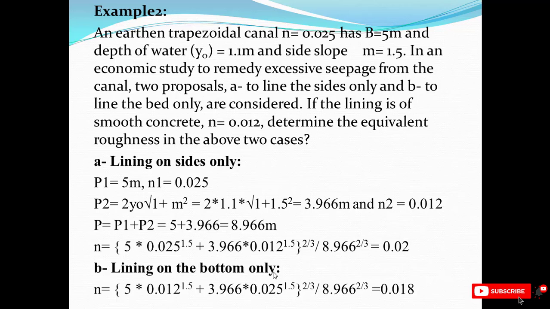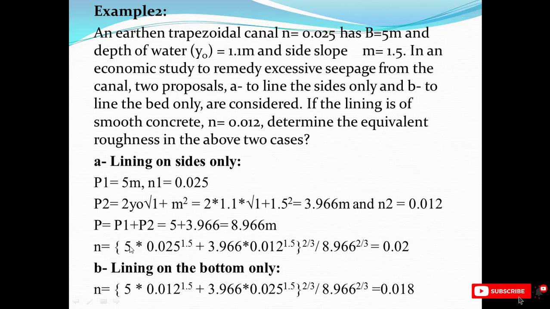for each case. First, lining the sides. Lining the sides means the sides are concrete, so n is equal to 0.012, and for the bed, n is equal to 0.025. So P1, which is the bed, equals b, which is 5. P2 we can find by the equation 2y root of 1 plus m squared. We have m and y. P is equal to 3.966. This is for the 2 sides because we have a 2 here. Its n is equal to 0.012.